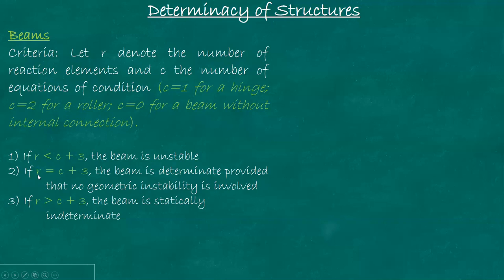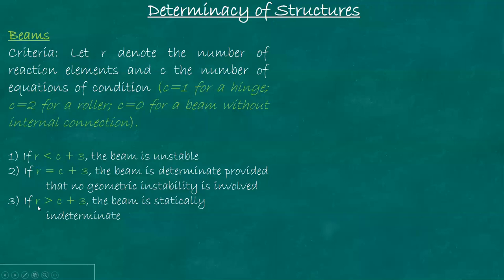Second is, if the unknowns, ang R, is equal to the equations, then the beam is determinate, provided that no geometric instability is involved. Katong example nato ganina. Naka-beam, tapos tulo ka roller. Kung i-check nimo, there are 3 unknowns. Tulo ka reactions. Tapos wala kay internal connection, 0. So 3 equals 3. Therefore, the beam is determinate. Pero by inspection, unstable man siya kay ang supports nimo parallel man. Therefore, unstable ang classification. Mao na determinate siya, provided na there is no geometric instability involved.